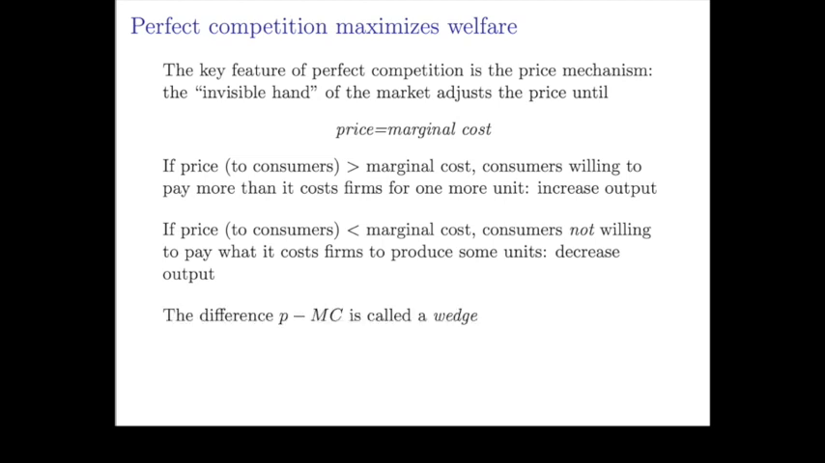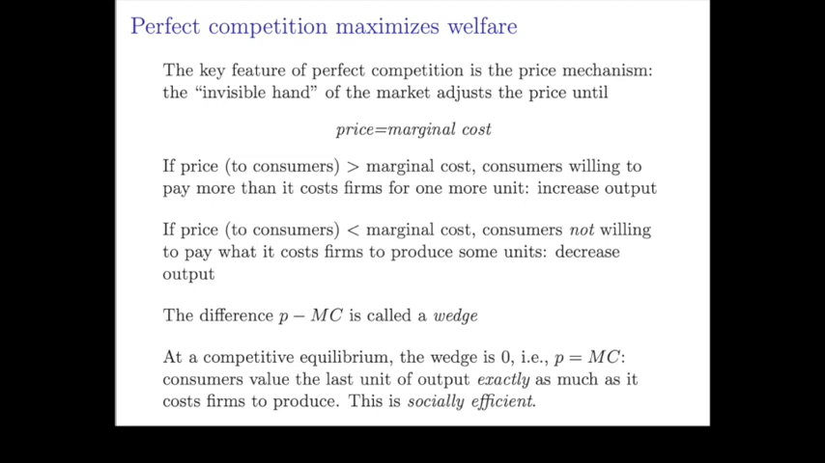The difference between the price that the consumers pay and the marginal cost is called a wedge. And at the competitive equilibrium in a market, the wedge is zero. So price and marginal cost are the same. And that's why the competitive equilibrium outcome is socially efficient. It maximizes W, the measure of social welfare.